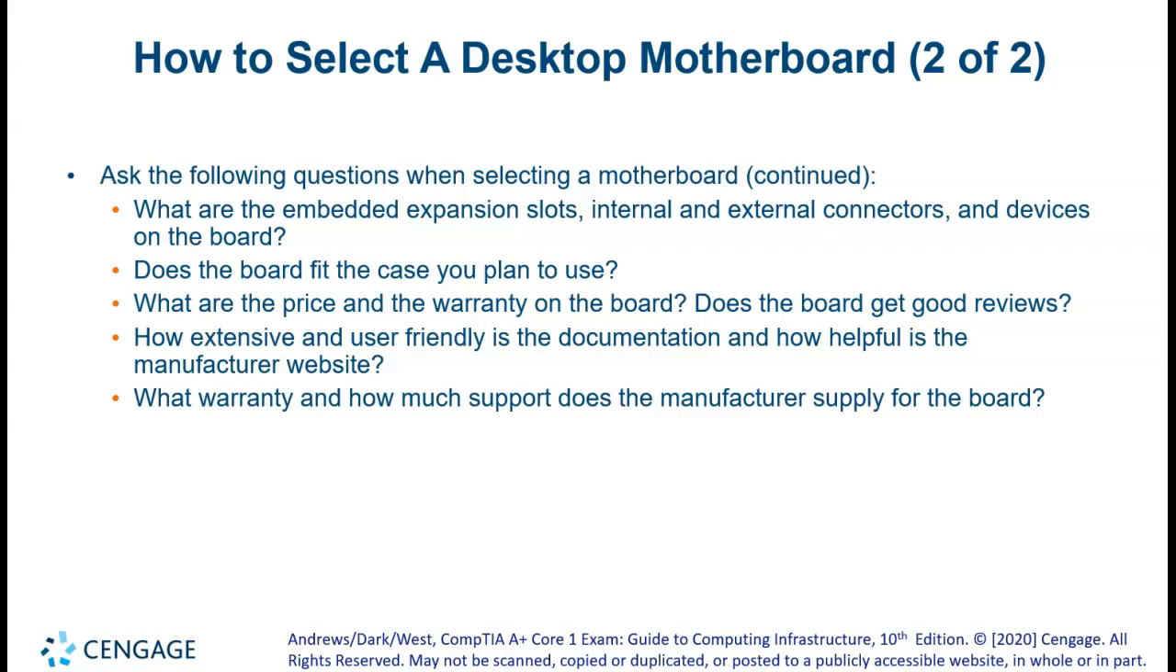How extensive and user-friendly is the documentation? And how helpful is the manufacturer's website? What warranty and how much support does the manufacturer supply for the board?